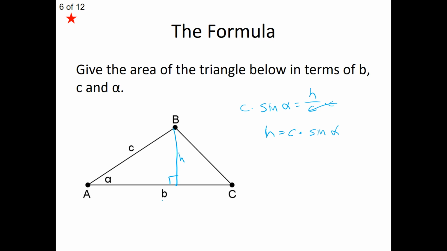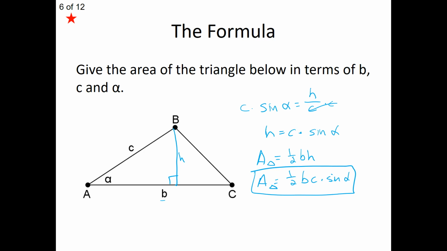Now, our base, which conveniently is the side B, so the base is length B, we find the area of our triangle is 1/2 the length of the base times the height. In our case, the length of the base is B, and the height is this value, c times the sine of angle alpha. And so this is another form that we can derive by using the side angle side pattern. So what we unpack here is that the area of a triangle is 1/2 the product of the two sides times the sine of their included angle.